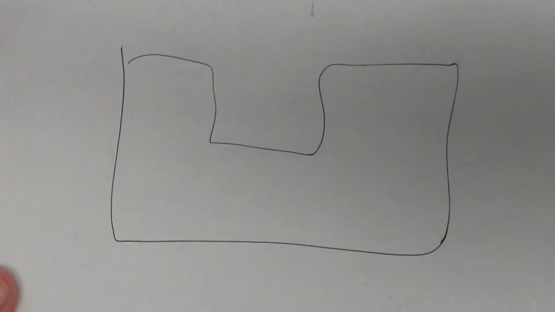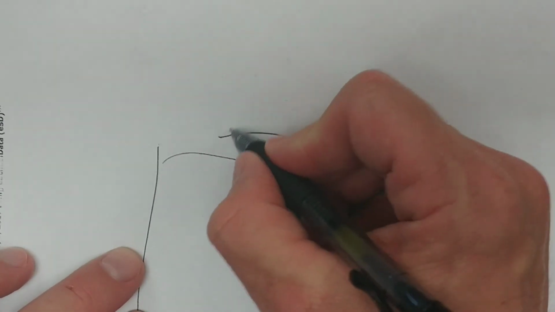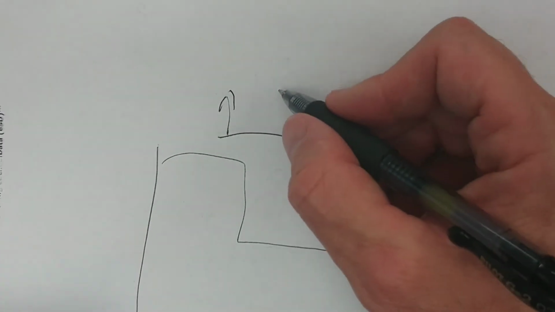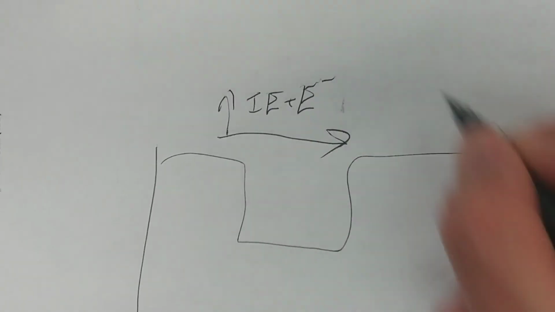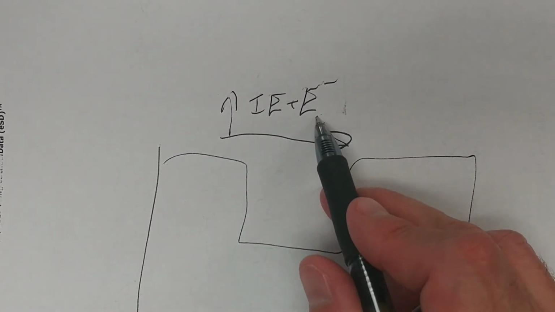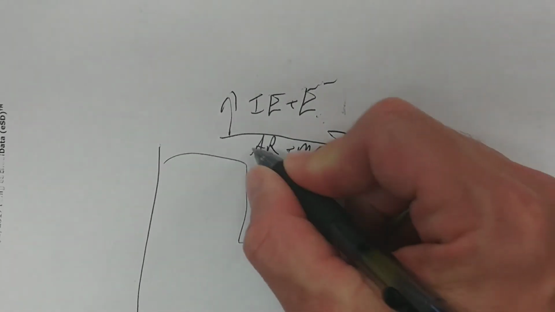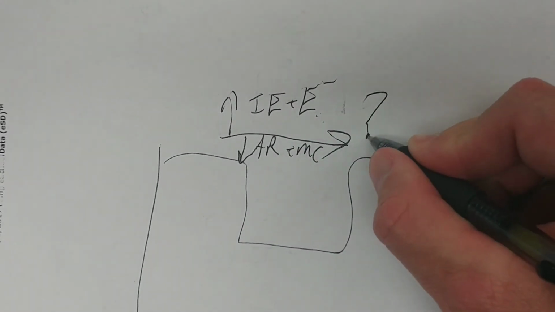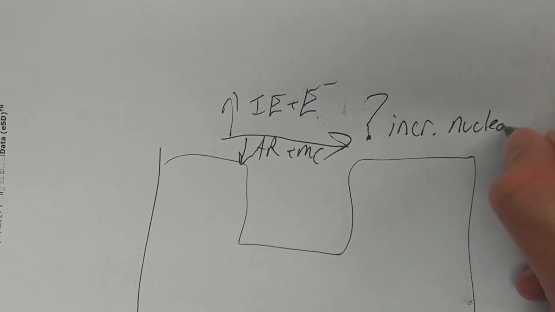All right, trends. Going across a period, things that increase: ionization energy and electronegativity. Remember, on the regions, write the word out. Things that decrease: atomic radius and metallic character. Why? Because as you go across, increased nuclear charge.